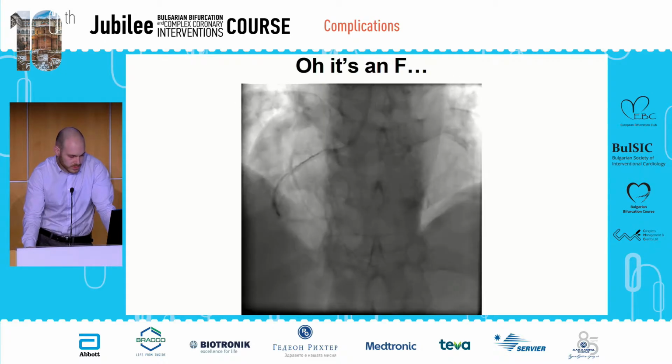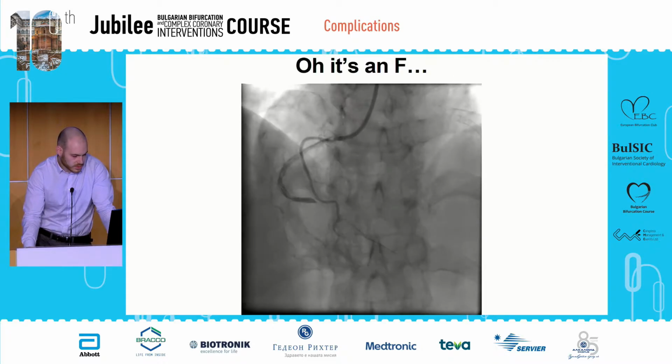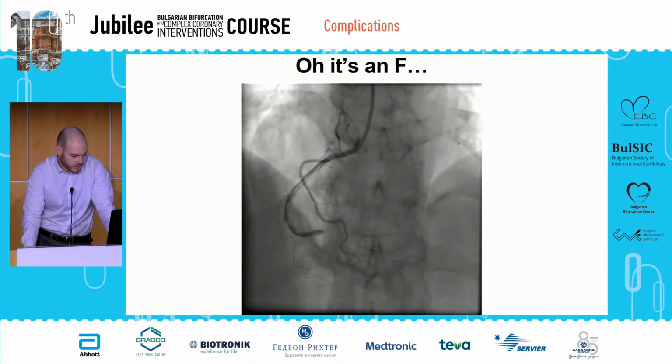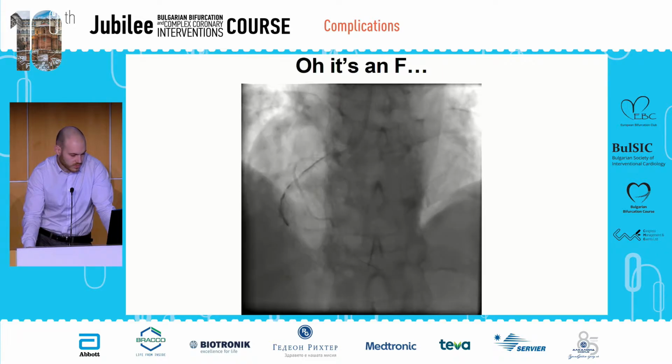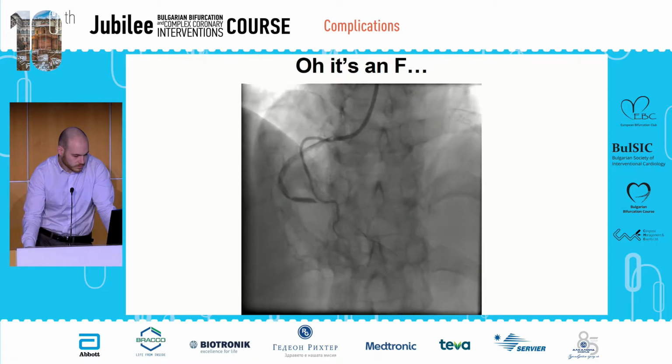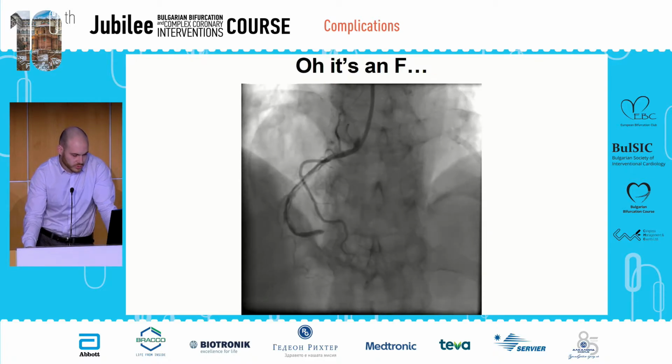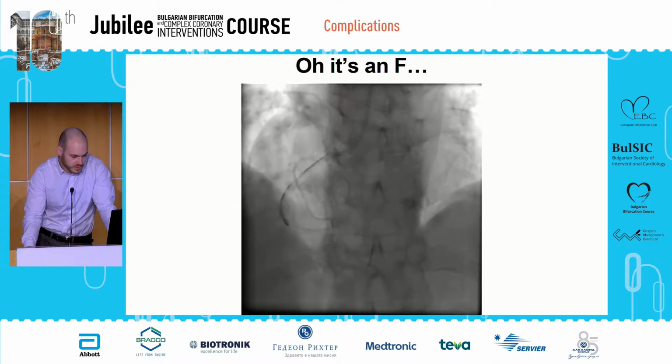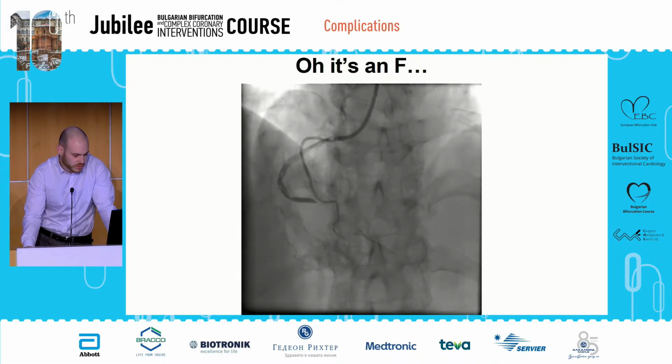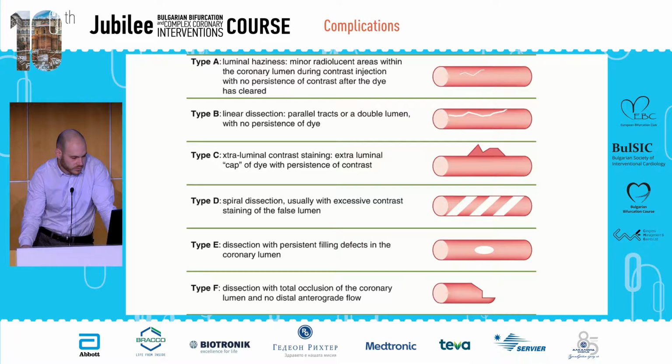And on the next dye injection, this is what we saw. The hematoma went straight to the crux of the heart. Oh, it's an F. So this is what the F stands for. F stands for the F type of coronary dissection, which is an iatrogenic one from the catheter. Here are the 6 types of coronary dissections according to the Heart, Lung, and Blood Institute. C through F are the bad ones, with F being the worst of them, with the highest mortality rate.